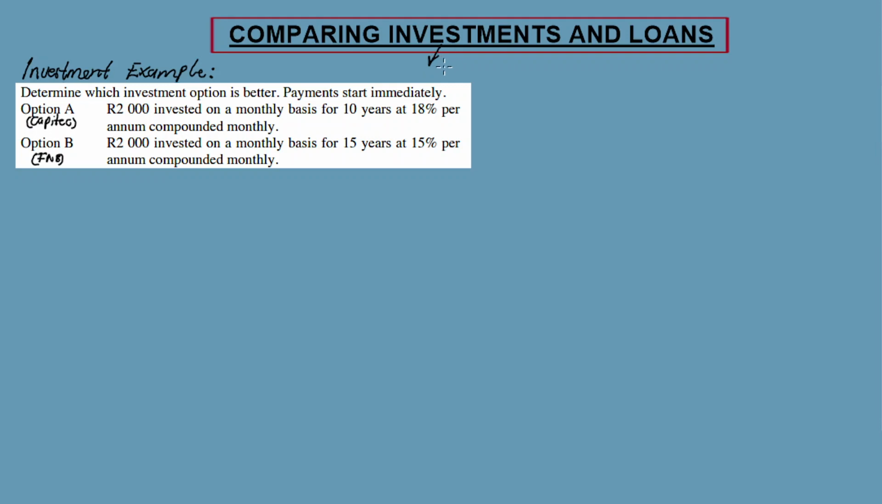Investments, it's all about the future value annuity. Loans, it's what? It's all about the present value annuity. Okay, now there are steps to follow here. There are steps to follow.